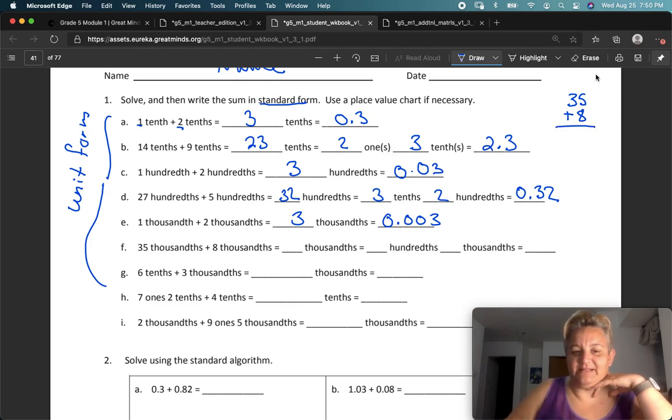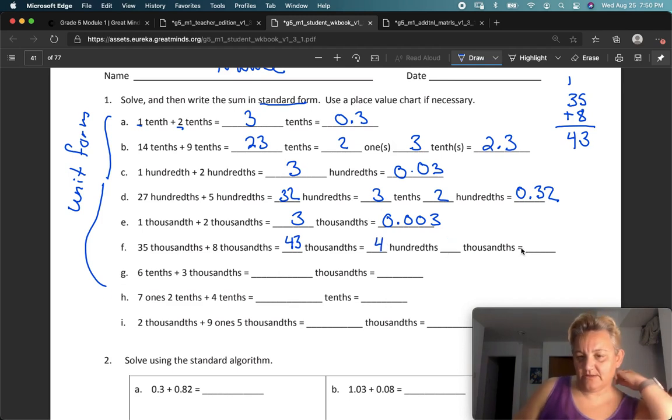It's an idiom. It basically just means if it's not where you want it to be, then you can use some space on the side here to add those numbers. 35 plus 8, right? So 5 plus 8 is, what is that? 13. Carry the 1. Now we've got 43. 43 thousandths, which is the same as 4/100 and 3,000ths, which is 0.043, 43 thousandths.